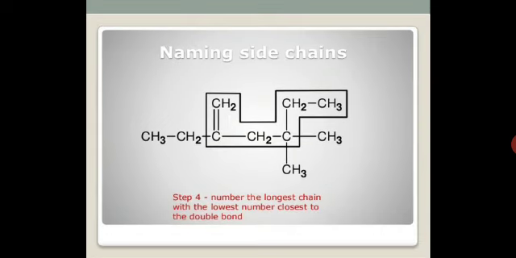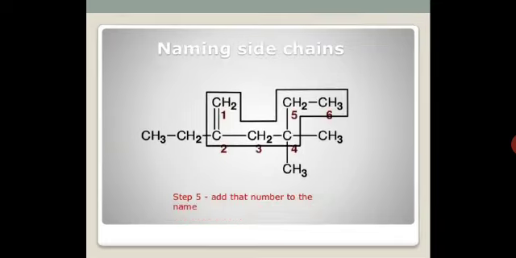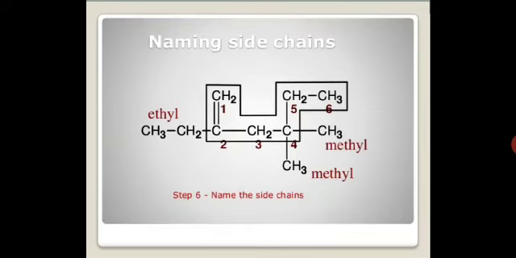Then you number the longest chain with the lowest number closest to the double bond. Now, we start numbering from where the double bond is. See the numbering now. Carbon number 1, 2, 3, 4, 5, and 6. That presupposes that you're going to have 2 methyl groups on carbon number 4 and an ethyl group on carbon number 2. You can see the name now. You have ethyl, methyl, and methyl.